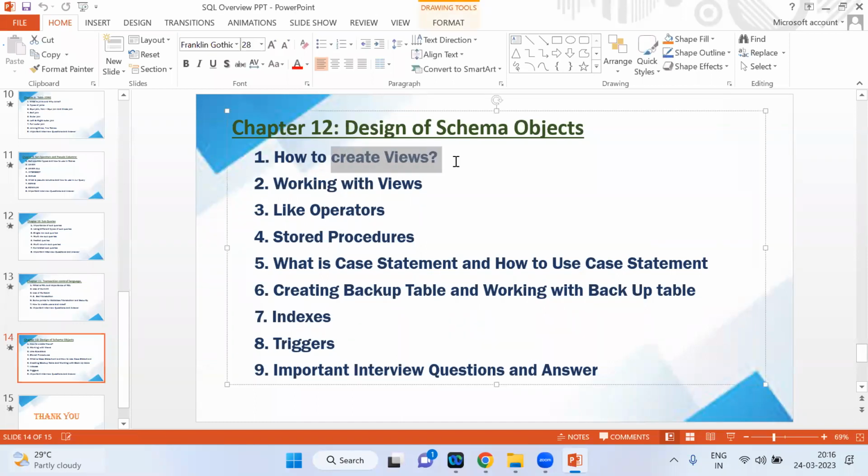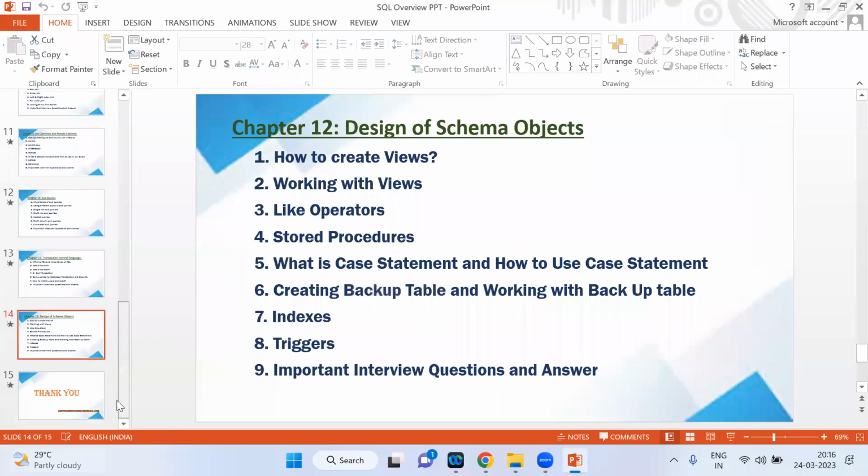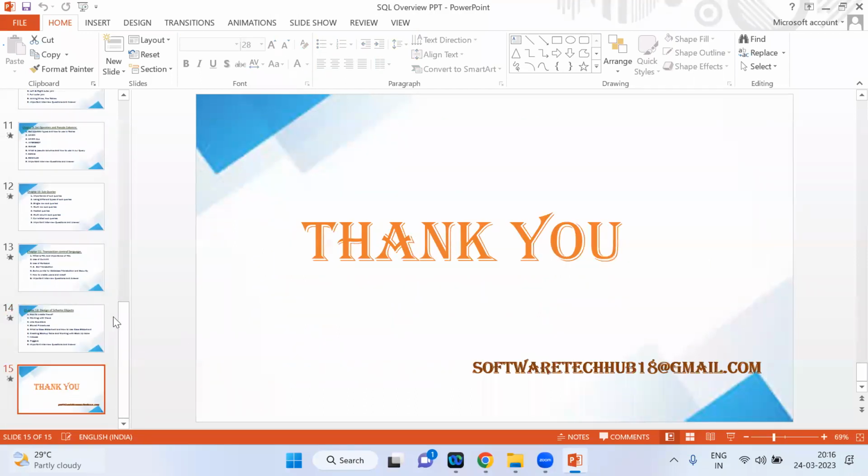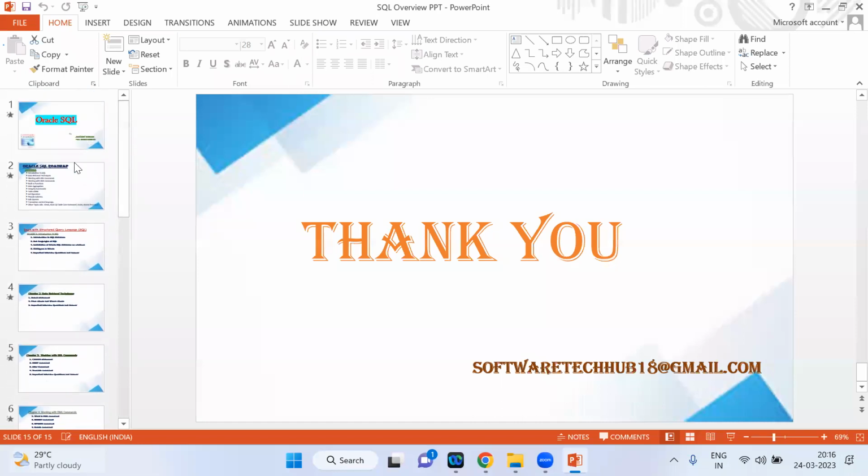Then we'll have the left-out topics, like how to create views, working with views, operators, stored procedure, case statement. How can we use the case statement? Then how to create a backup table, working with backup tables. Indexes, triggers, all these things we'll see one by one. So this is your SQL syllabus, what we are going to discuss as part of SQL.